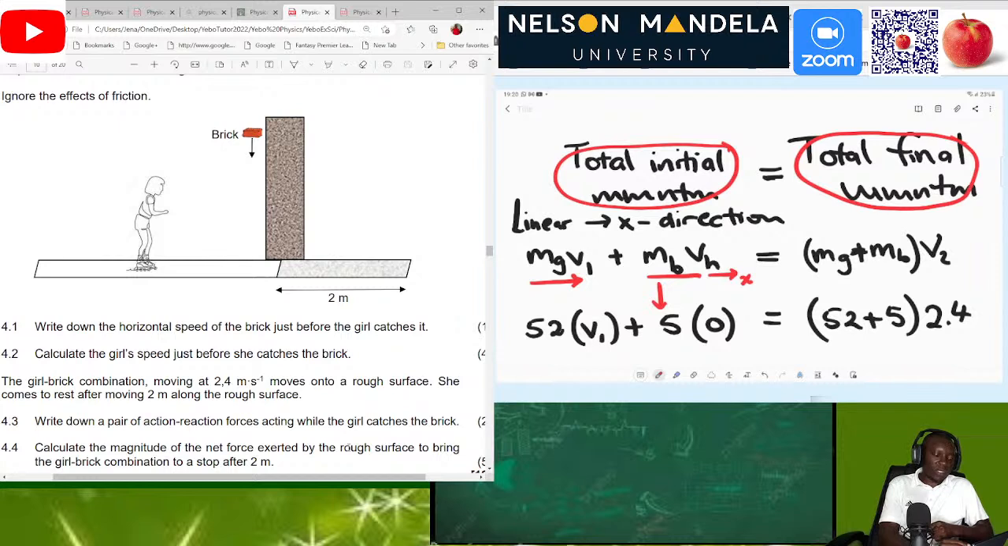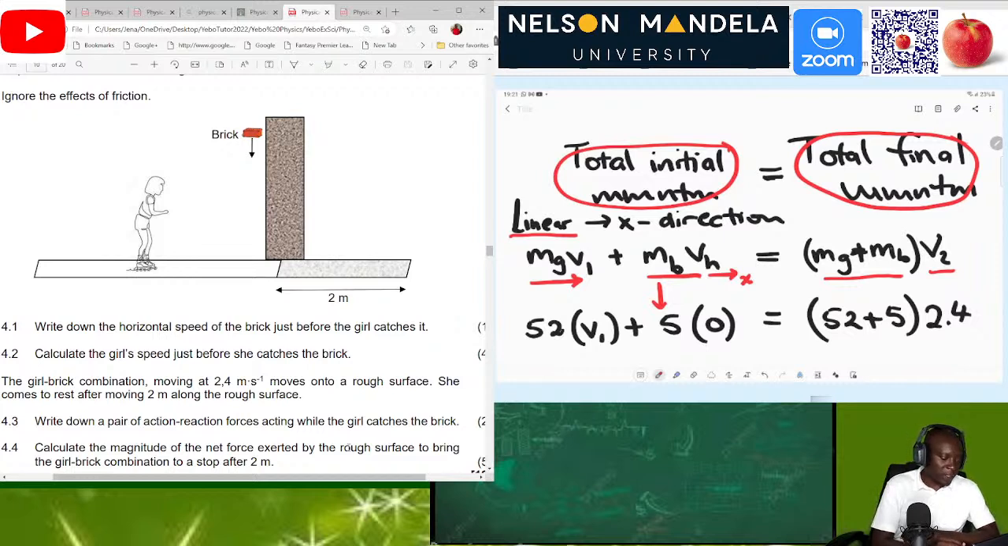So this is the linear direction of the two adding momentum. If it was at a certain angle, then the component of this motion along the x is what we consider. So it has to be linear. So for the x direction, the mass of the girl times the velocity v1, which we don't know and need to find, plus the mass of the brick times the horizontal component of the velocity of the brick, should be equal to the combined mass of the girl and the brick times the velocity of that combination.